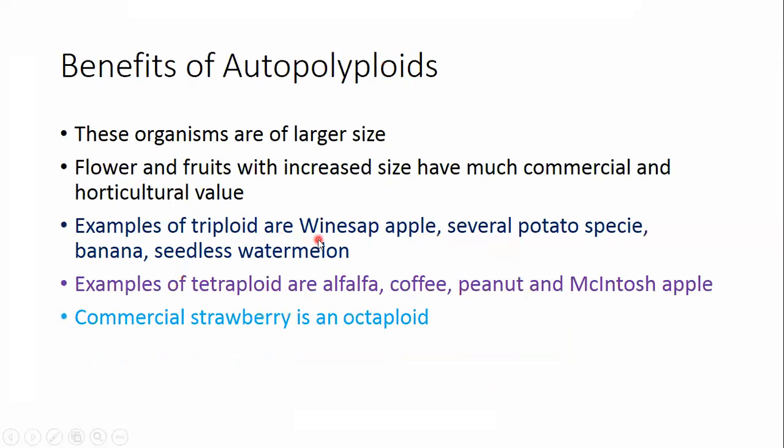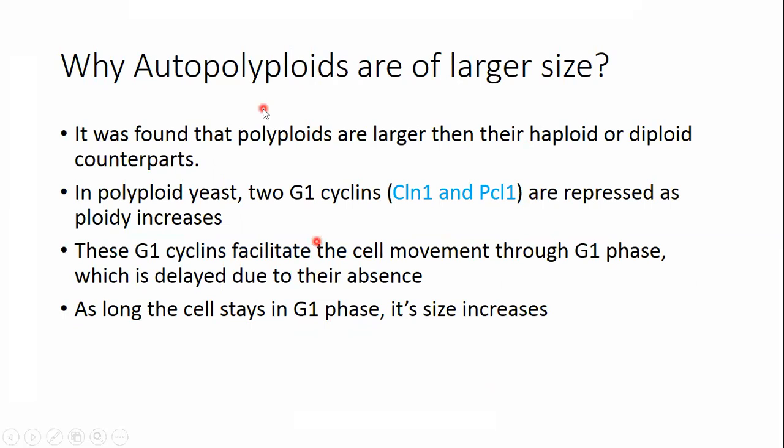Examples of triploid are vines and apples, several potato species, banana and seedless watermelon. While examples of tetraploid are alfalfa, coffee, peanut and Macintosh apple. Commercial strawberry is an octaploid, means it carry 8 haploid sets. And why autopolyploids are larger size? Because it was found that polyploids are larger than their haploid and diploid counterparts.